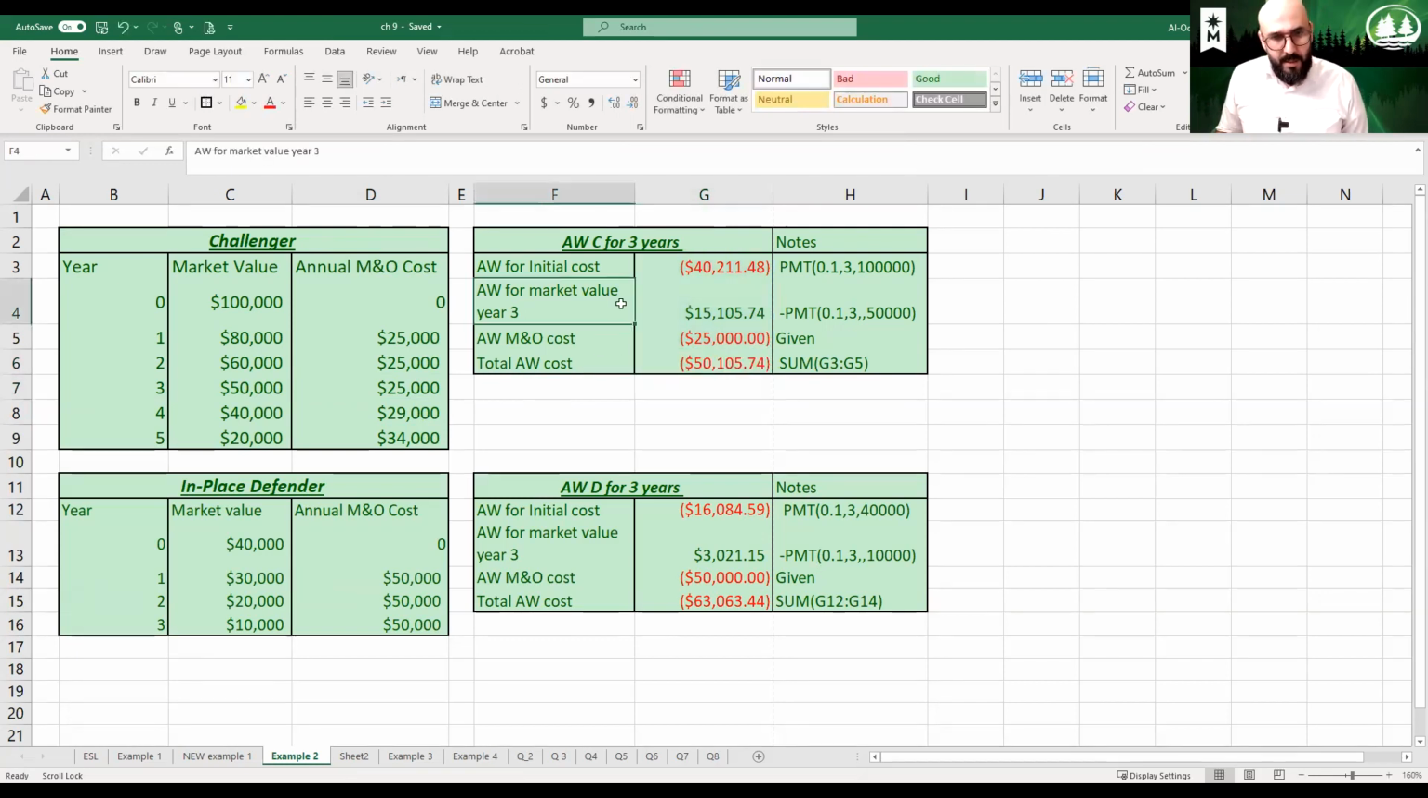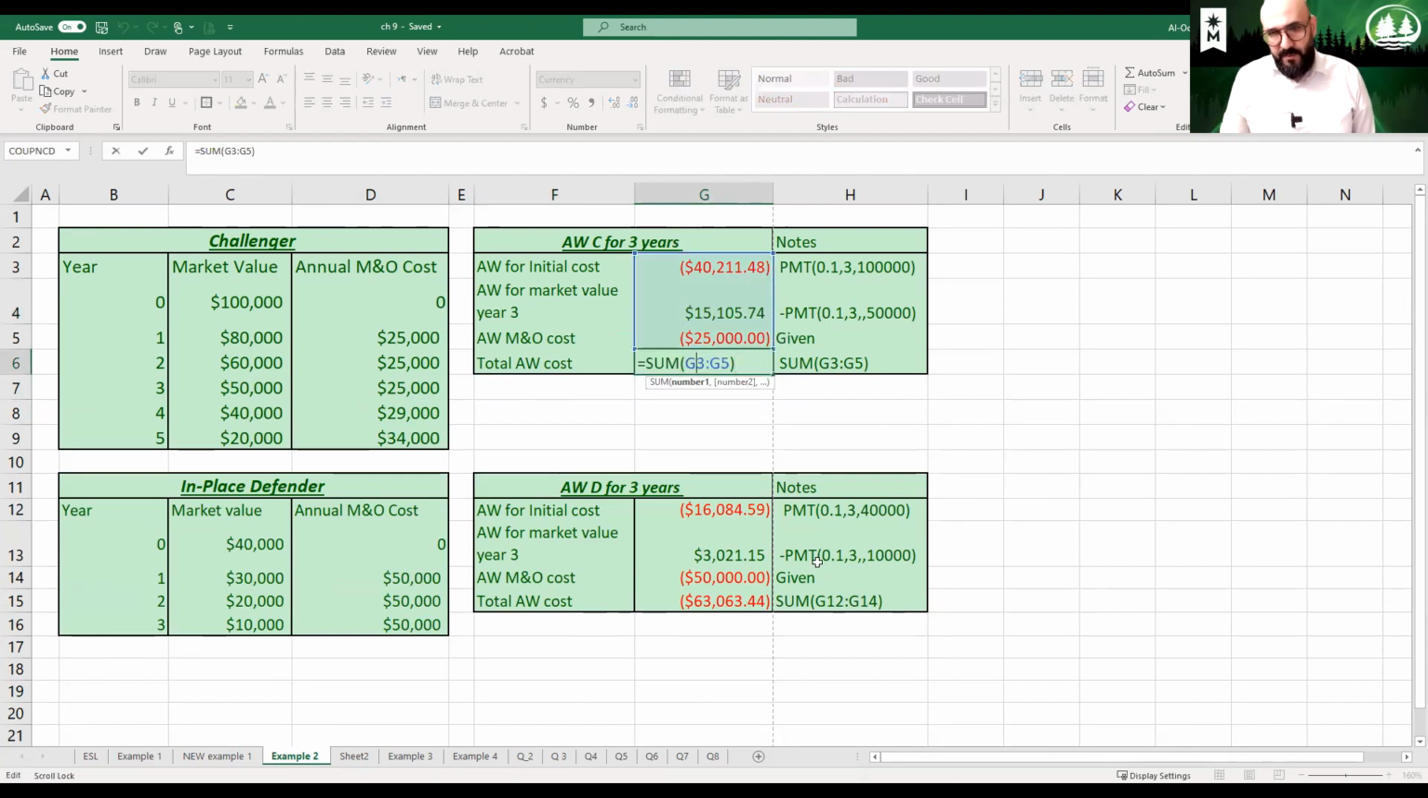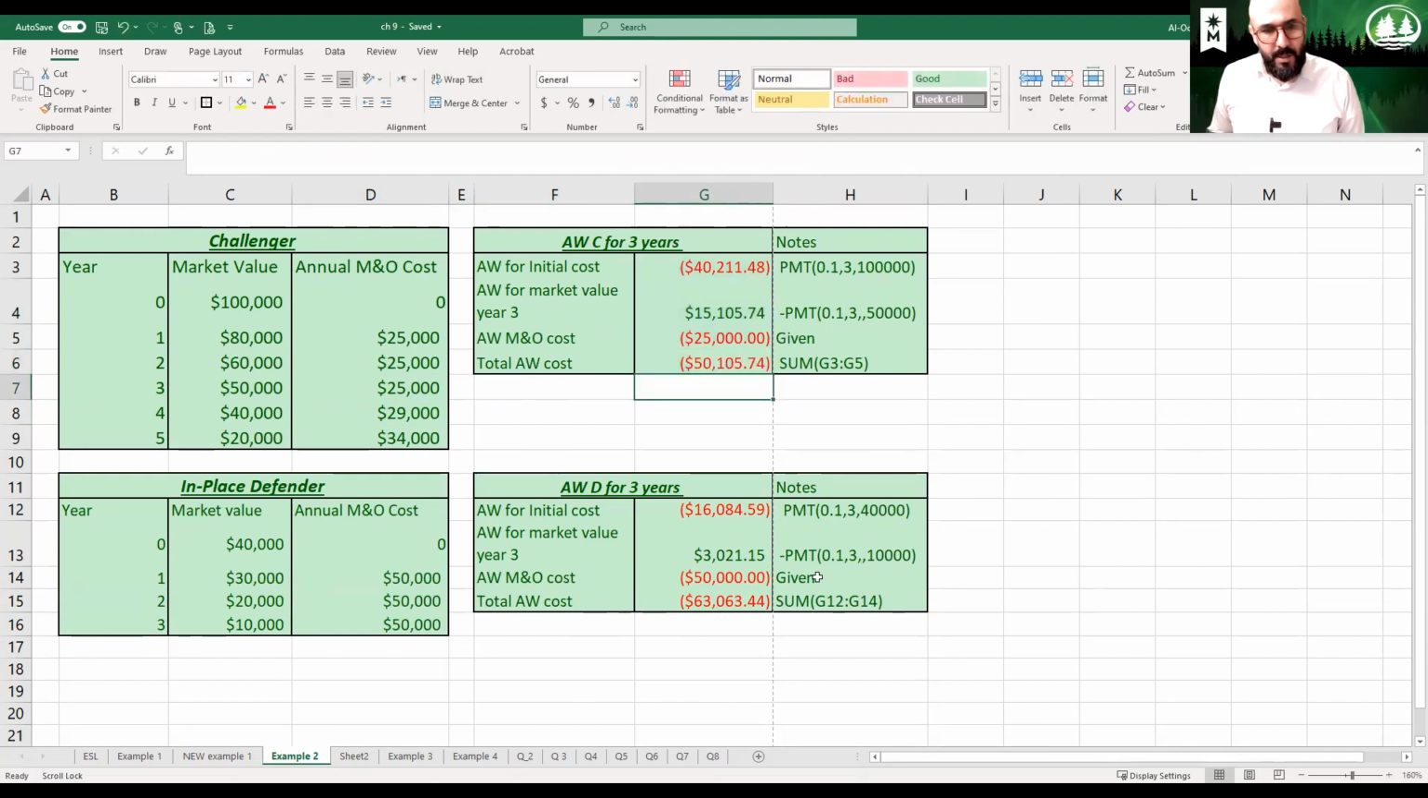Make sure that the salvage value is positive. I just want to remind you that it's positive, but just don't make mistakes when converting it into a negative number. And the initial cost should be negative because it's a cost. All right, so adding these together, that would give you $50,000 as the total cost. Now let's move on to the defender, the in-place defender.